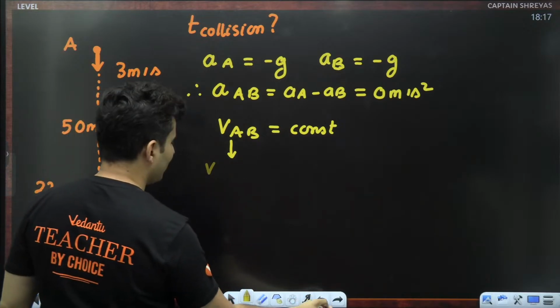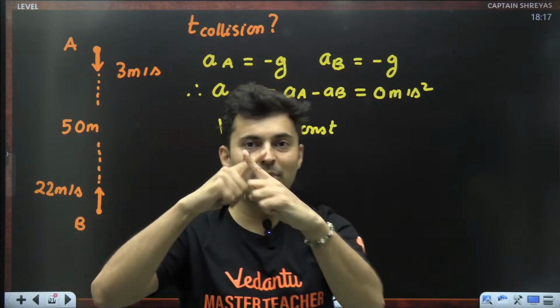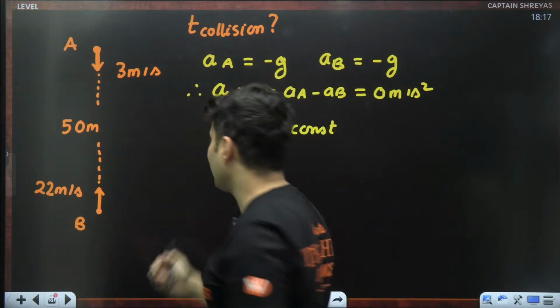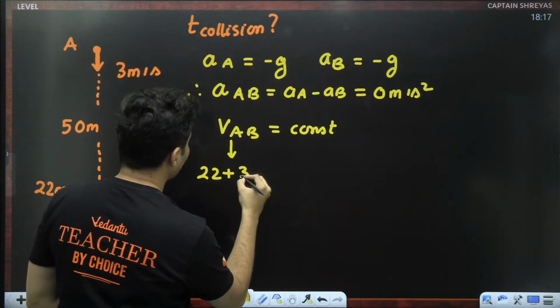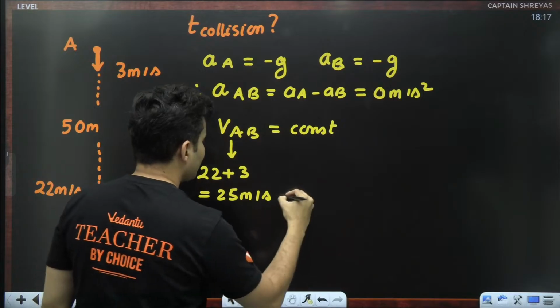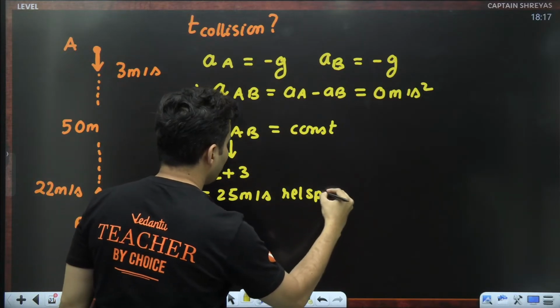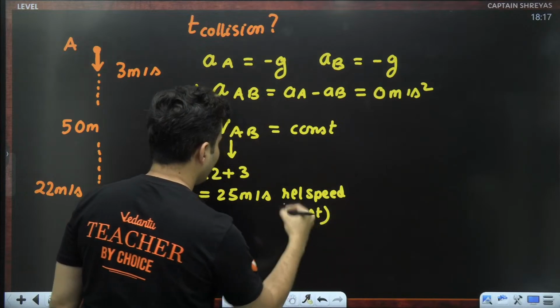So if both velocities are opposite, opposite speeds means you add them. That's it. So it will just be 22 plus 3, which is 25 meters per second, is the relative speed, which is constant.